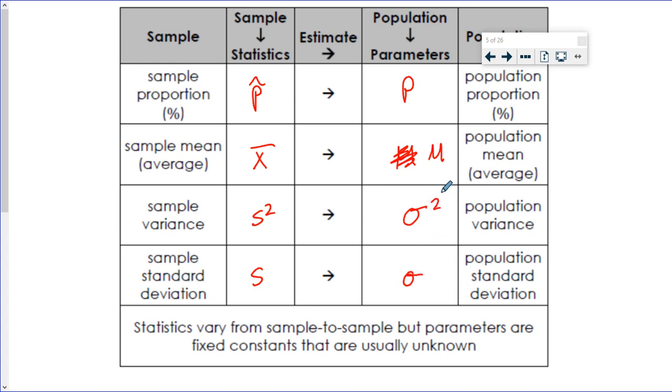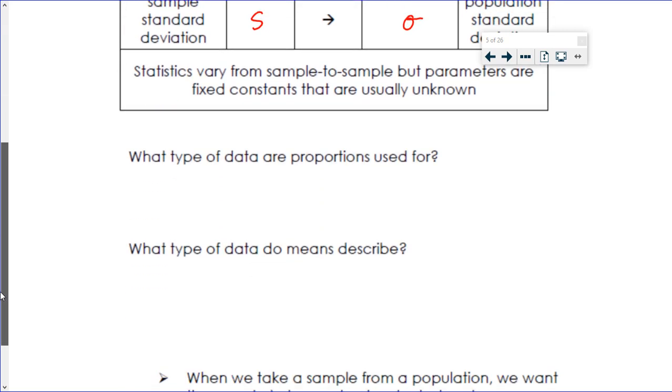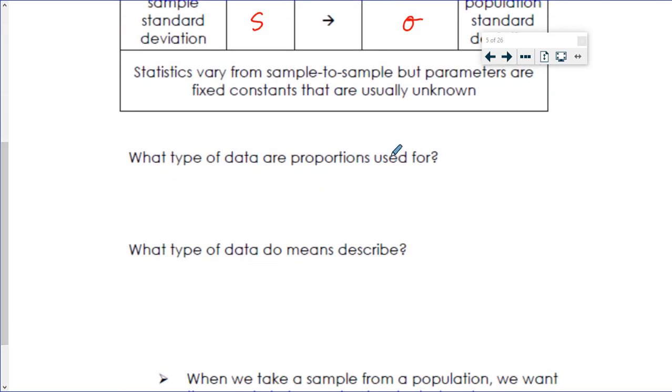All right. So these are just some of the symbols. Write them down. We won't be using all of them. Again, we're primarily going to be dealing with stuff that comes from samples and statistics and not so much from population. So it'll be mostly over here. Again, at the bottom, please make sure you understand parameters are numbers that we don't actually know most of the time. All right. So first it says, what type of data are proportions used for?